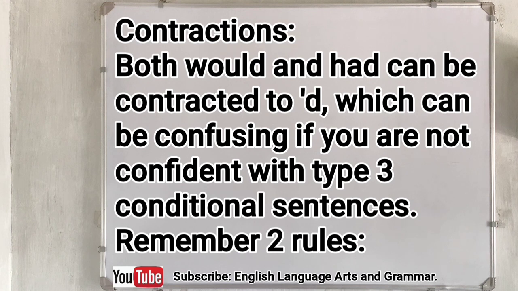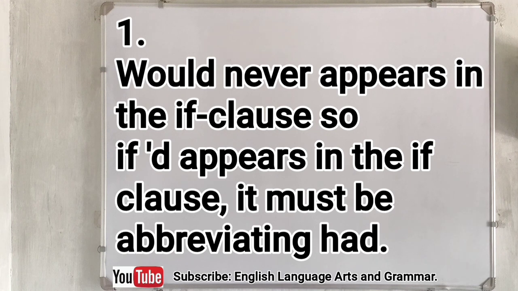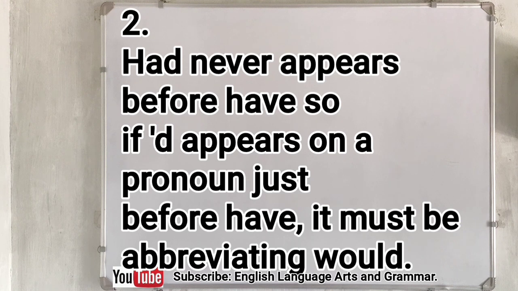Both would and had can be contracted to apostrophe D, which can be confusing if you are not confident with type 3 conditional sentences. Just remember two rules. The first one, would never appears in the if clause. So if apostrophe D appears in the if clause, it must be abbreviating had. Rule number 2, had never appears before have. So if apostrophe D appears on the pronoun just before have, it must be abbreviating would.